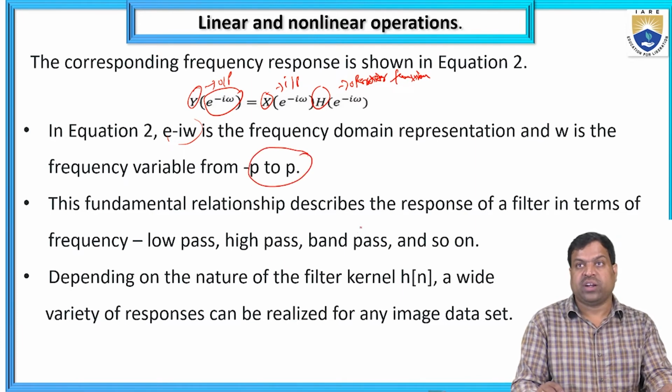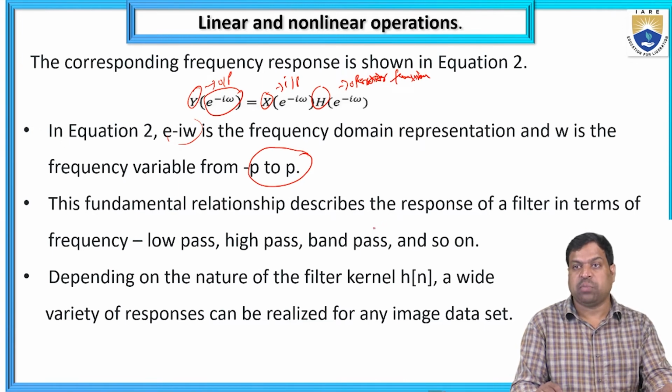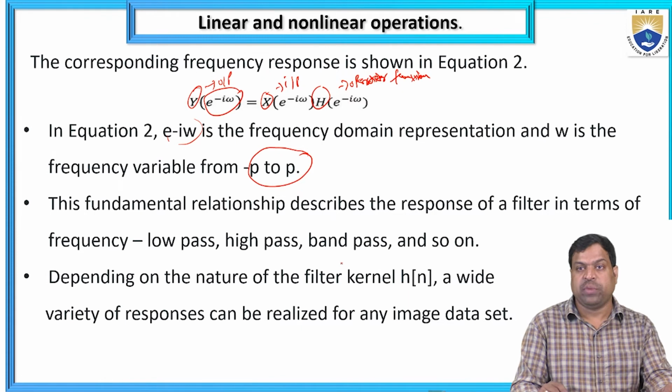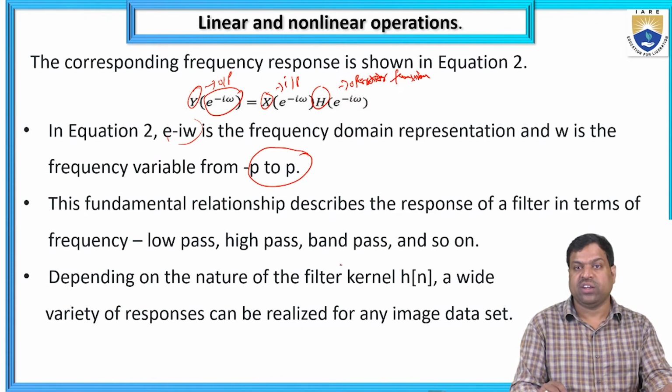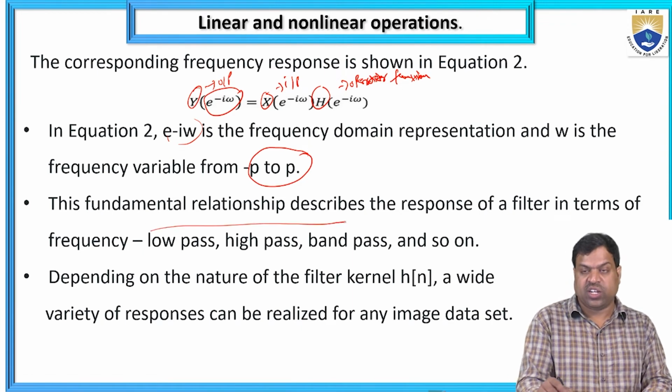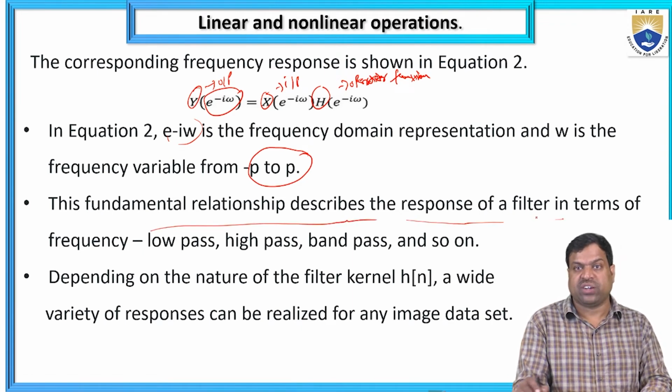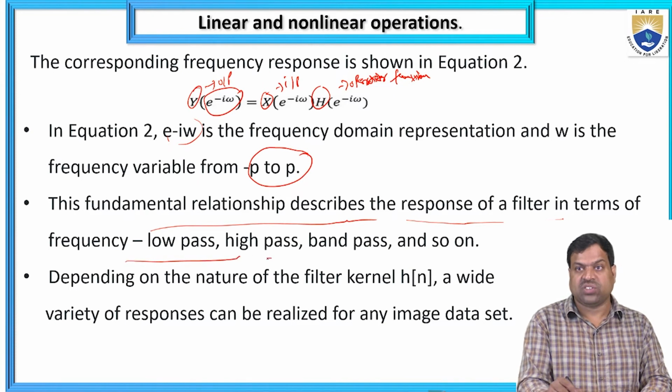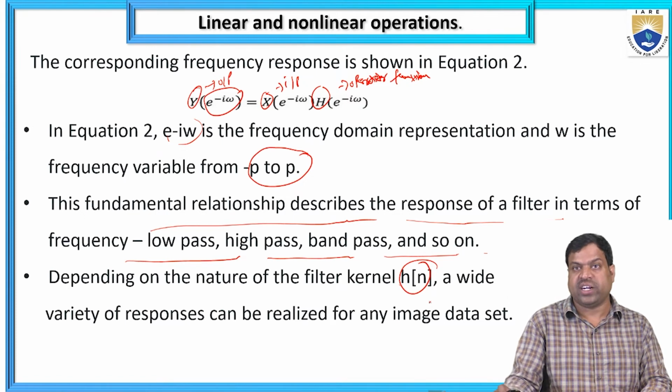So the fundamental relationship describes the response of a filter in terms of frequency: low pass, high pass, band pass and so on. Depending on the nature of the filter kernel h of n, a wide variety of responses can be realized for any image. Here the function is for linear or non-linear, linear filtering or non-linear filtering. Depending on the filter h of n, a wide variety of responses can be realized for any image data set.